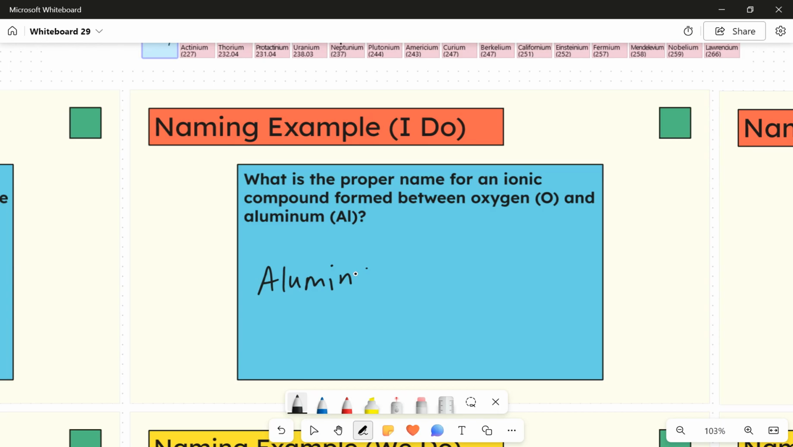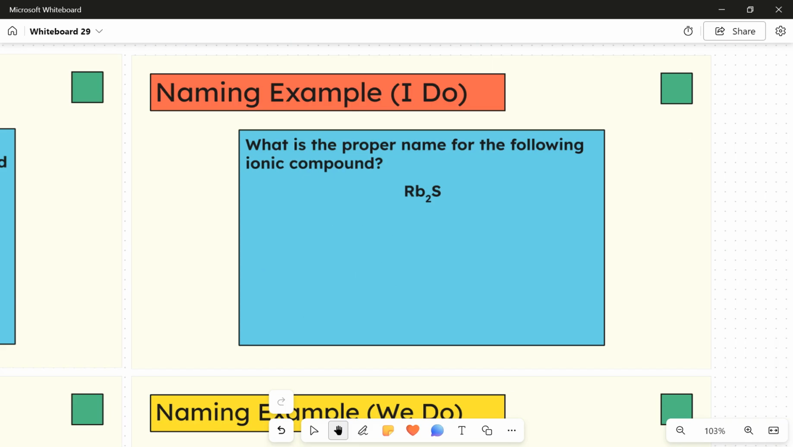Oxygen becomes oxide. So even though oxygen has 3 syllables now instead of 2, we still chop it off after the first syllable, oxide. This is my name for my ionic compound, aluminum oxide. Next one. What is the name for this ionic compound?